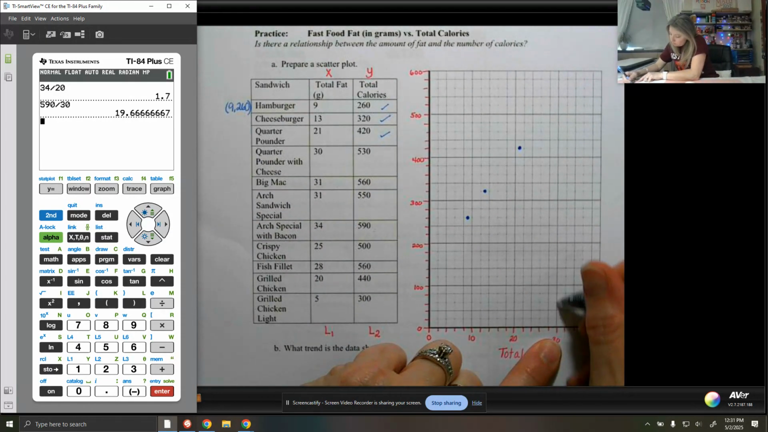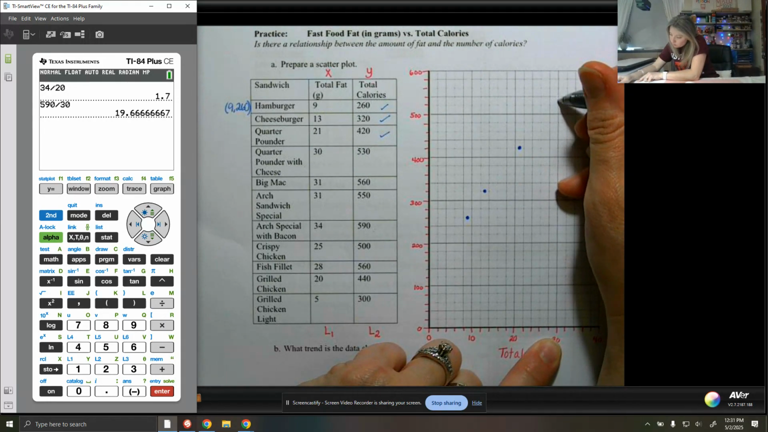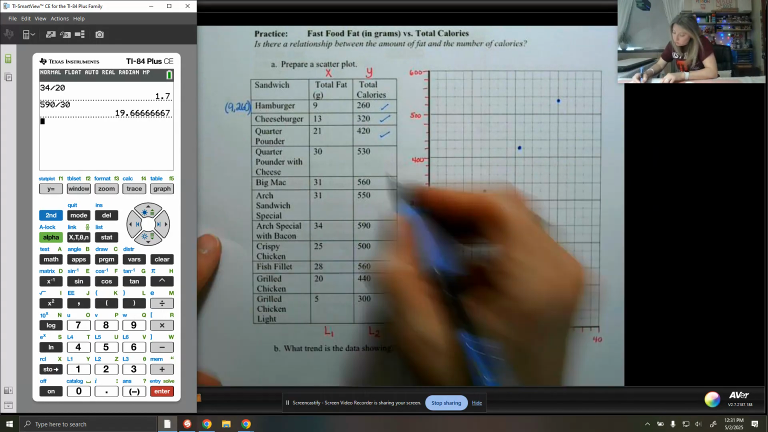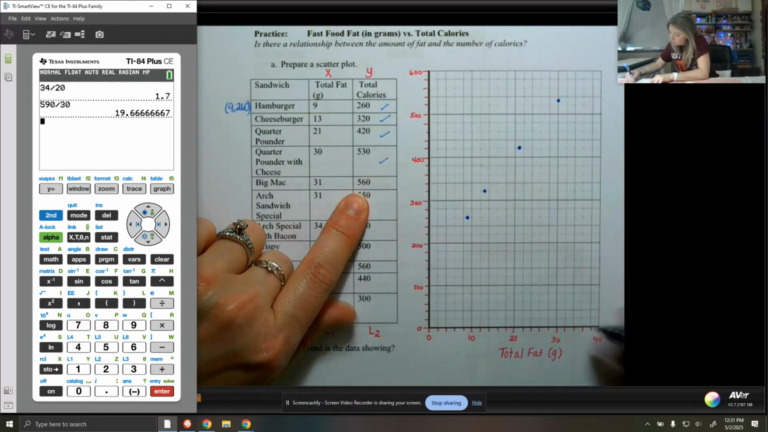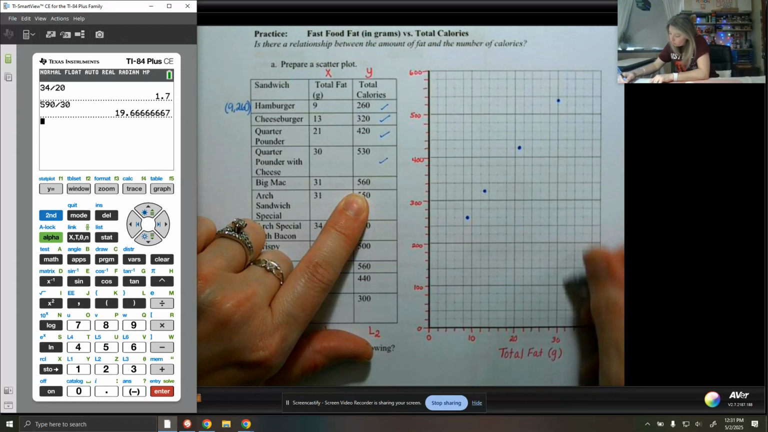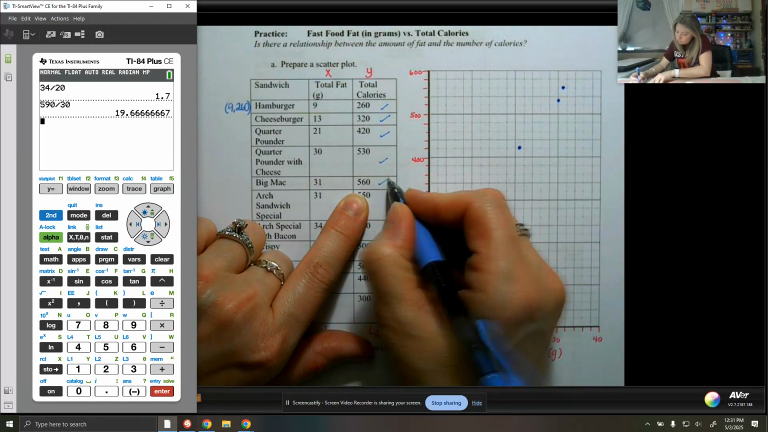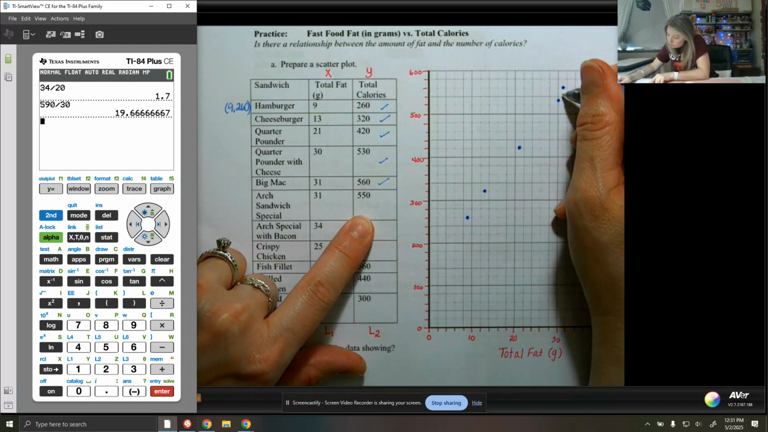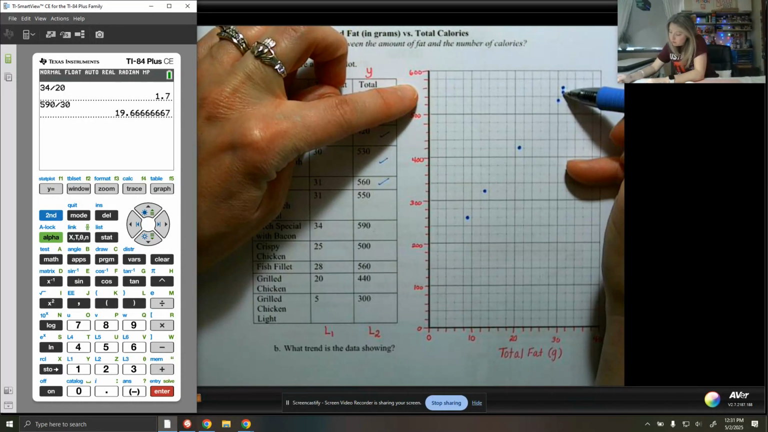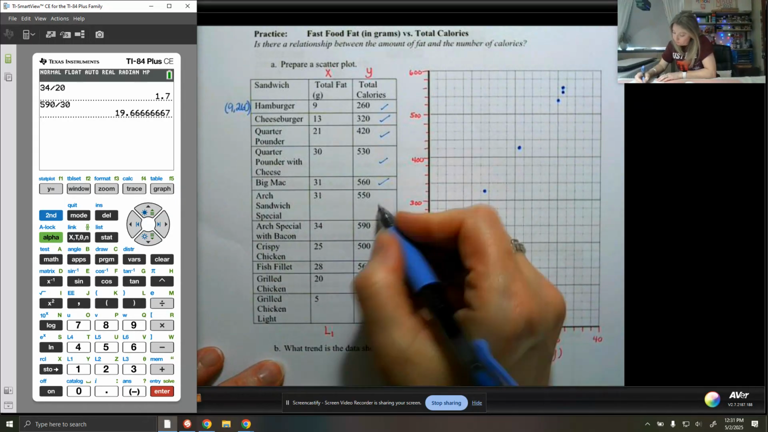30, 530. Holy smokes. It's up there. 31, halfway between 30 and 32, and all the way up to 560. 31, 550. So that's just going to be right down here between 560 and 540. And also the 31 right below it. So same X value.